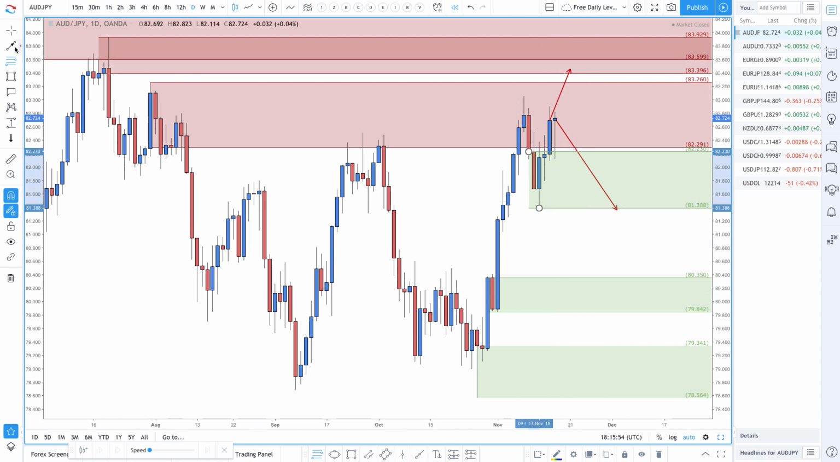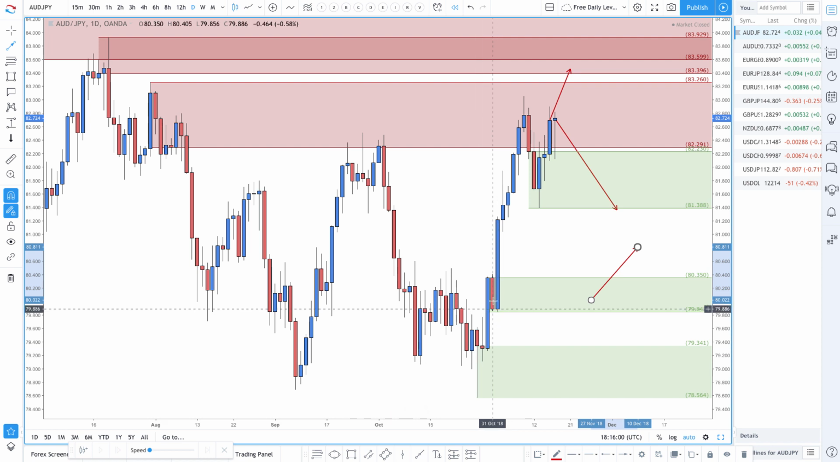I'll probably be looking for prices to come down here before looking to get long in this currency pair, as I'm buying at a better discount. And also remember that the Australian dollar, Japanese yen is highly affected by risk on and risk off sentiment. So again, keep an eye out on the sentiment, especially around the stock market, etc.